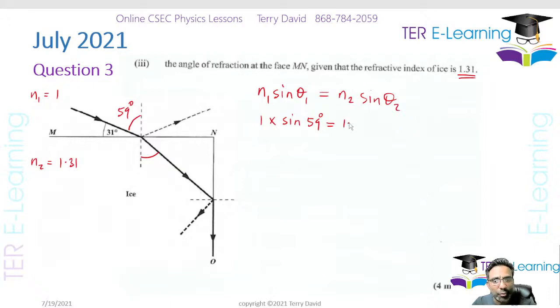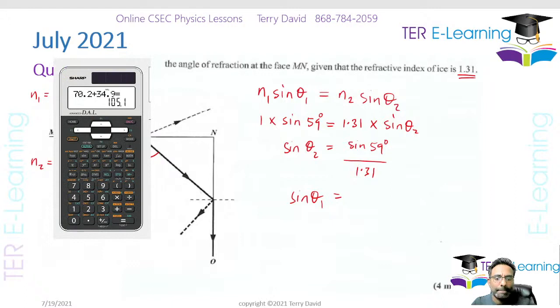So this is 1.31 multiplied by my sine theta 2, which is what I want to work out. So therefore sine theta 2 is equal to sine 59 over 1.31. Here we're going to use the calculator now. So we're going to press sine 59 on the calculator, divided by 1.31, and you're going to get 0.65. Let's work that out, 0.654.